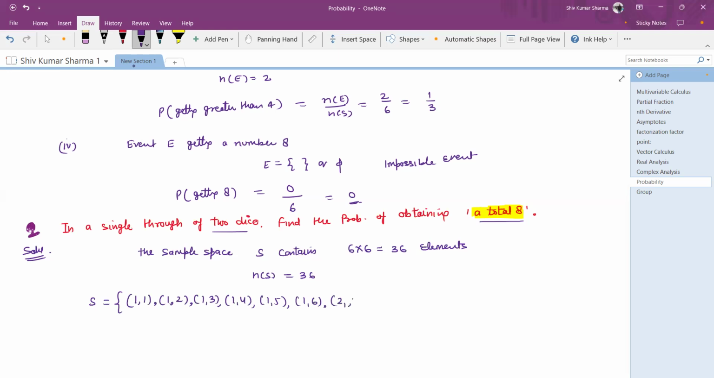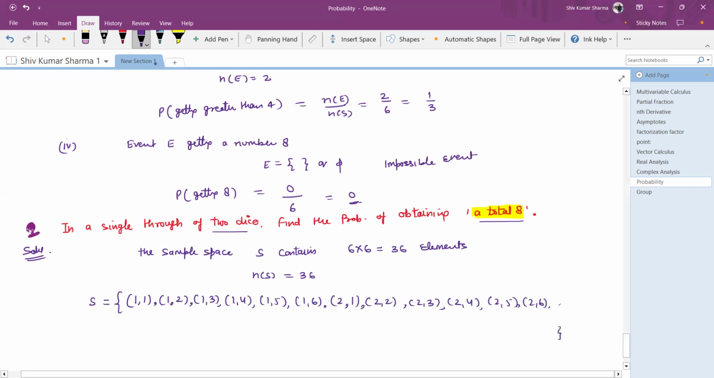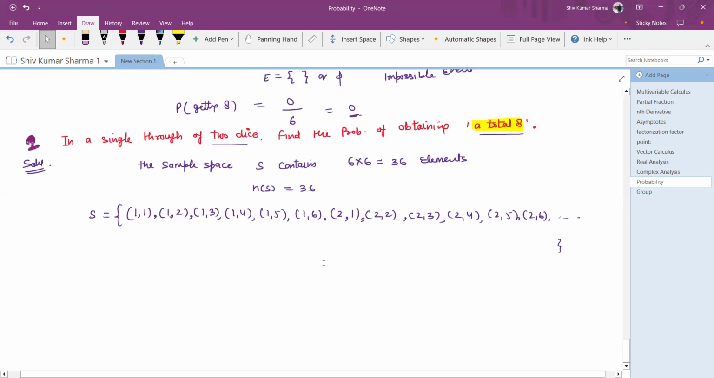Second dice having 2, 1. Next is 2, 2, 2, 3, 2, 4, 2, 5, 2, 6. Similarly, we write down for 3, 1, 3, 2, 3, 3, 3, 4, 3, 5, 3, 6. So this contains the total 36 elements.